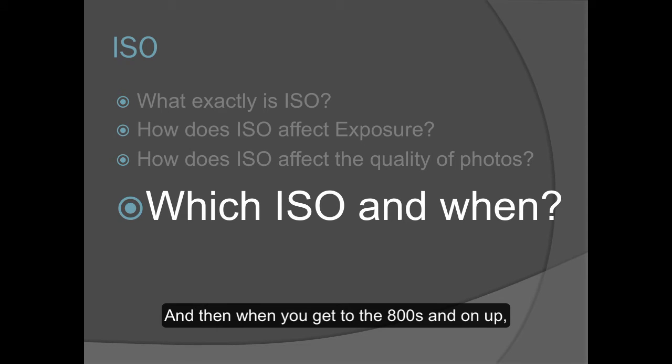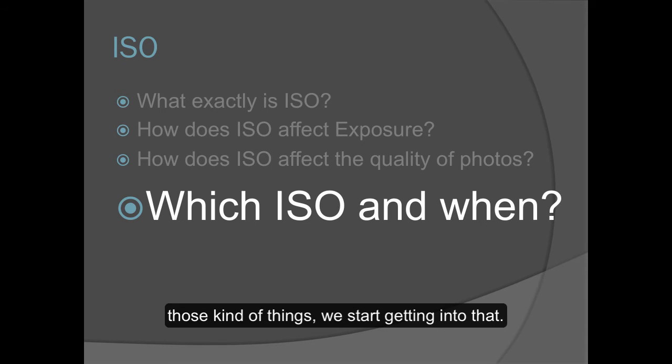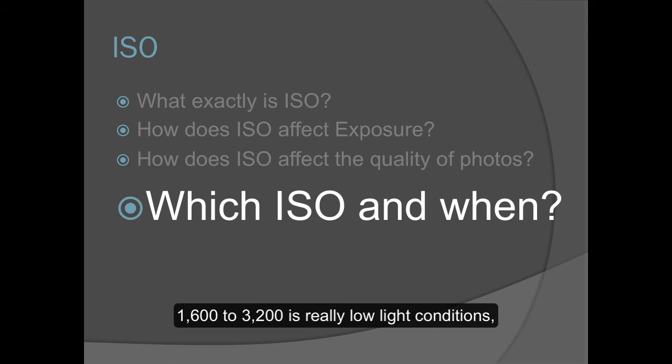And then when you get to the 800s and on up, you start talking about what we call event photographers, people who are shooting at concerts, night gigs, those kinds of things. When there's no flash allowed, then you have to increase that ISO. So 800 to 1600, again, indoor events, concerts. 1600 to 3200 is really low light conditions.